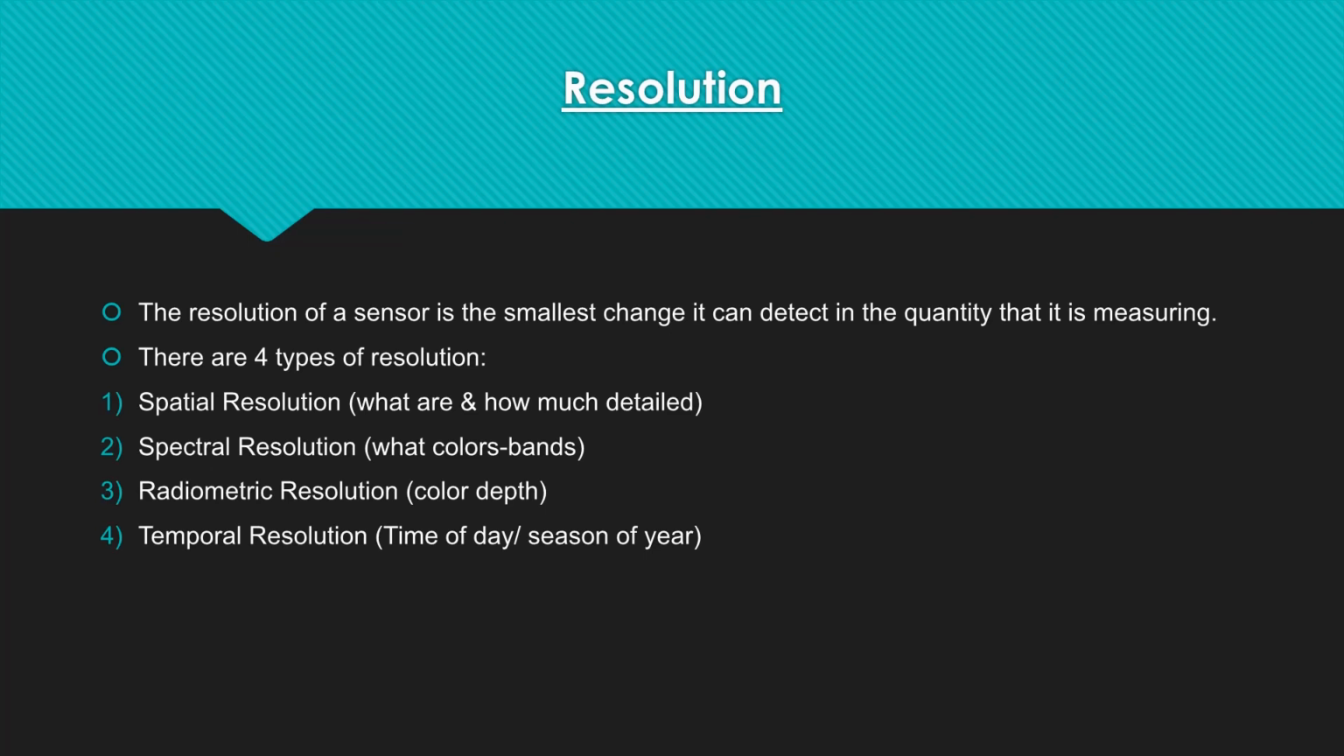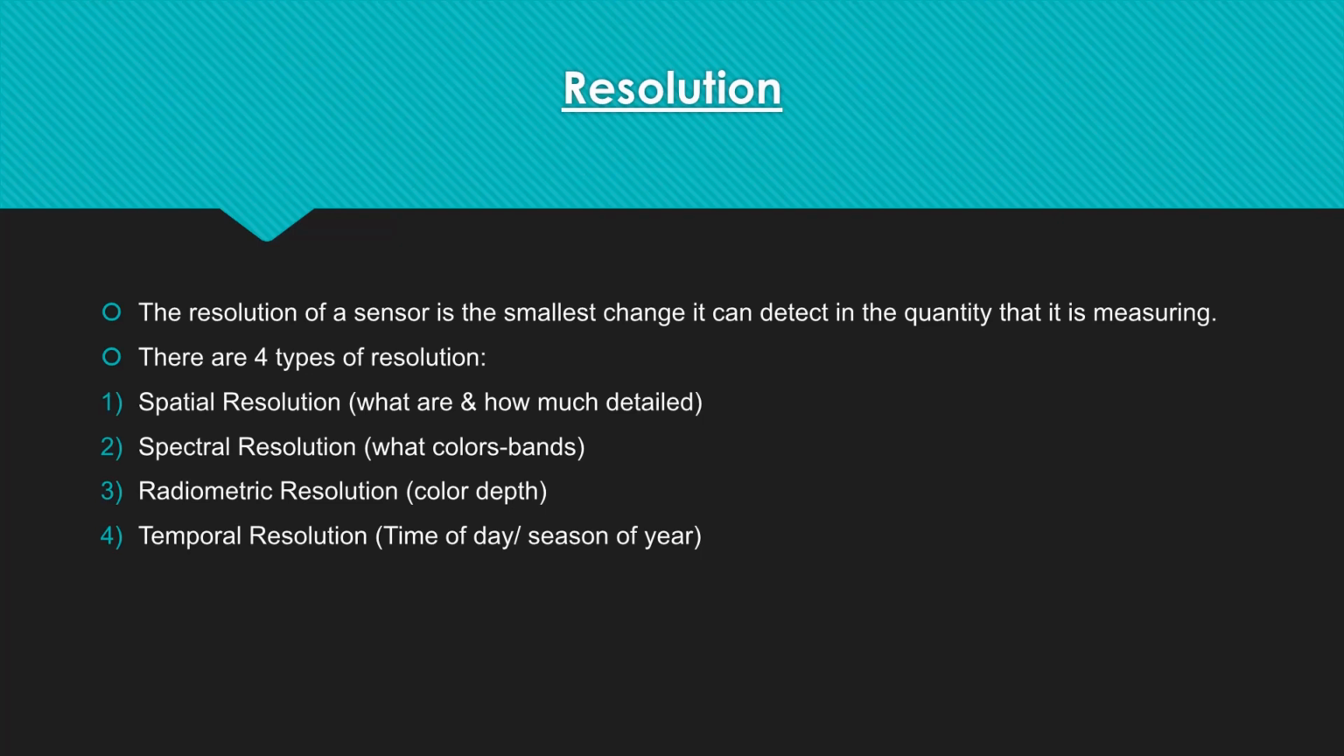So basically, there are four types of resolution. First is spatial resolution, second is spectral resolution, third is radiometric resolution, and fourth is temporal resolution. Now, spatial resolution deals with what and how much detail is being captured by the sensor, whereas spectral resolution captures information about how capable the sensor is of detecting the types of spectrums or color bands.